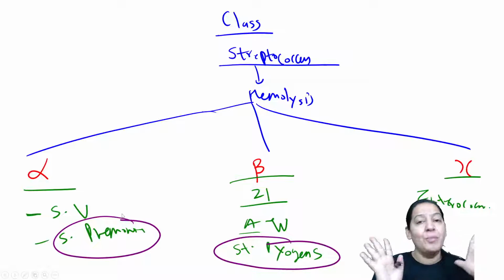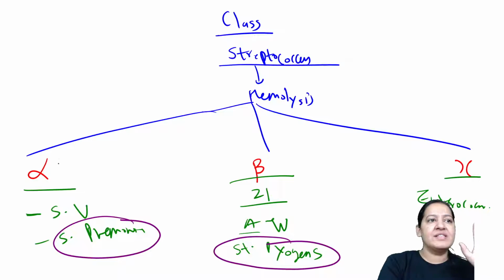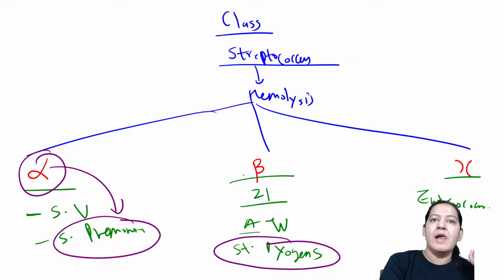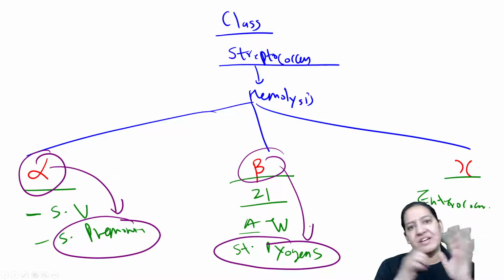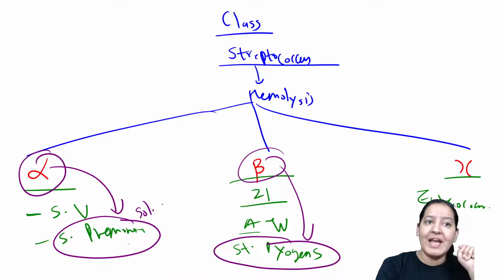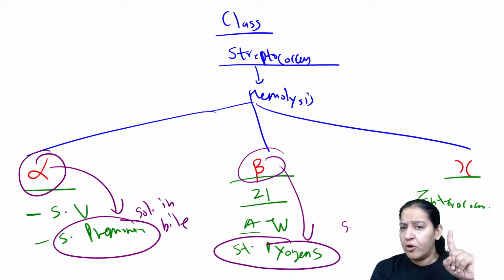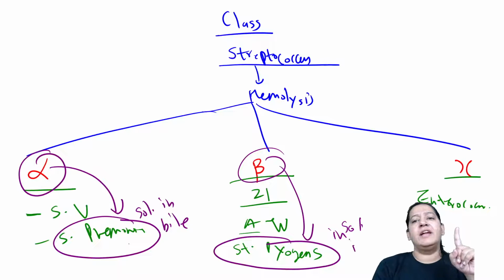So, bile solubility is the test. Both of them will form colonies. But one difference is that here alpha hemolysis will be there and here beta hemolysis will be there. This is the first difference. After that, one more difference is there. Here colonies are soluble in 10% bile. They get dissolved in bile. Here colonies are insoluble in 10% bile.